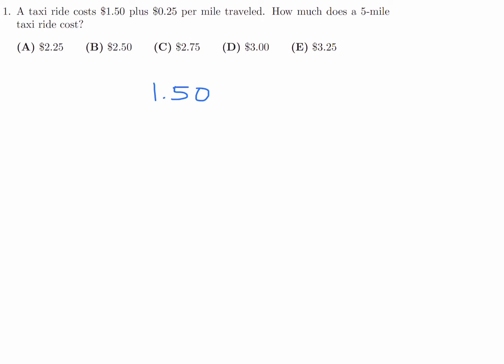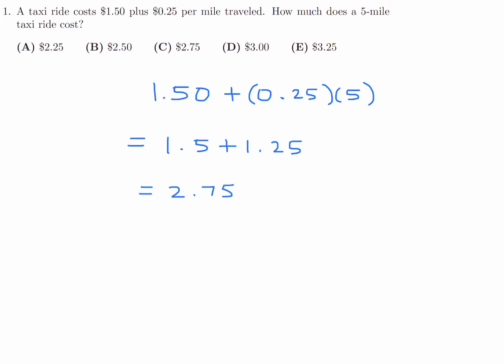$1.50 for that original base cost plus 25 cents for each mile, and this is a 5-mile ride, so times by 5. So that becomes 1.5 plus 1.25, and if you add it up, it's 2.75. Number 1, therefore, is C.